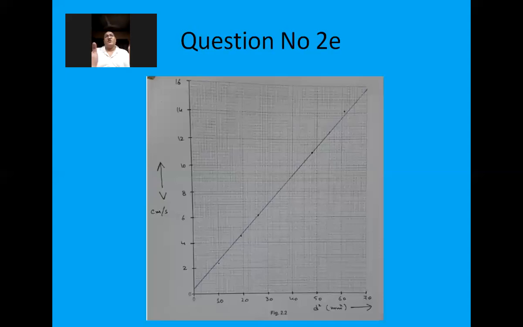So I have tried to draw the line of best fit. You can see that there is 1 point above this line and 1 point below this line. The rest of the points, I have joined them together. The line of best fit should be such that the number of points left above the line and the number of points left below the line should be equal to each other. So this is how you will draw the line of best fit. That is question number 2E part.